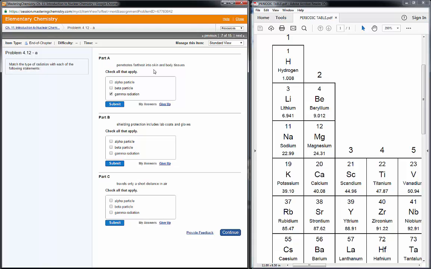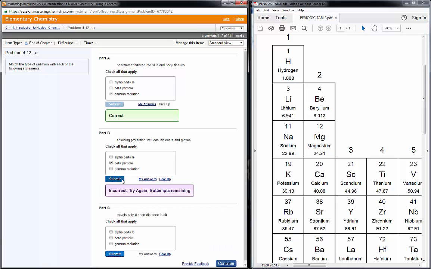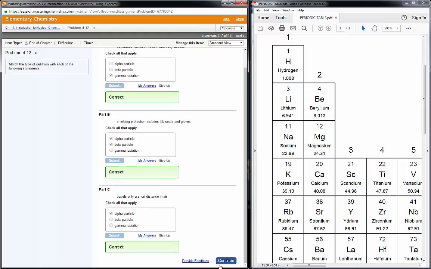And here again, gamma is going to penetrate the farthest because it has no mass. That also makes it a lot more dangerous than the other stuff, because you can block the other stuff a little bit more easily. So for instance, a beta particle, I can block that if I have a lab coat and gloves. Also the alpha particle, because that's even slower, travels a short distance in air. That's an alpha particle because it's so much heavier than the rest.